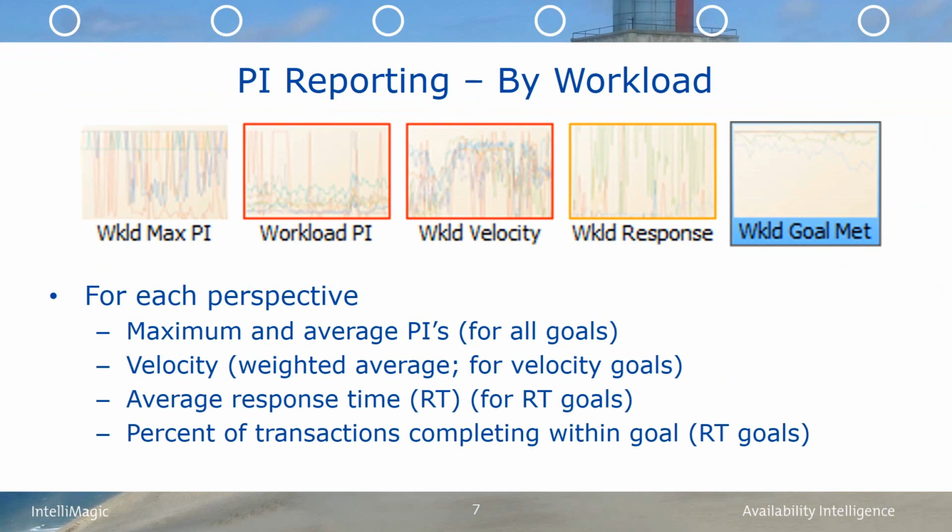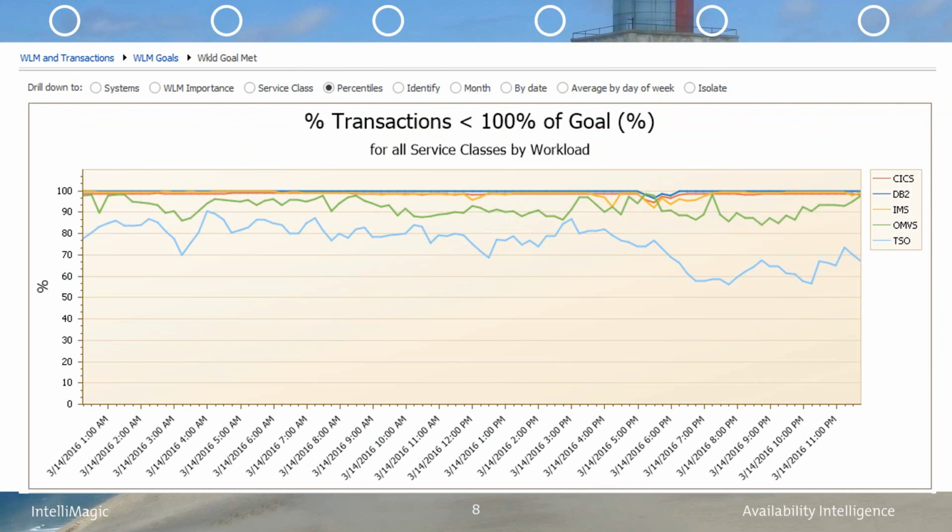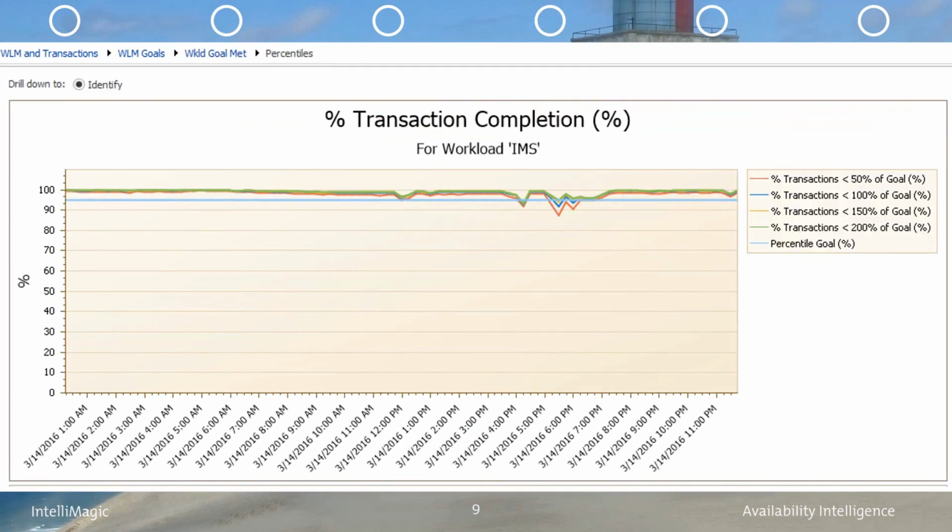And then the third way to look at the data is by workload. So here we're going to look at the percentage of transactions that are meeting the goal by the workloads that are defined in your WLM policy. And then from here, you can drill in and look at the percentiles that are being met. So for this workload, here are the percents of transactions being completed within 50% of the goal, 100% of the goal, 150%, and 200% of the goal.